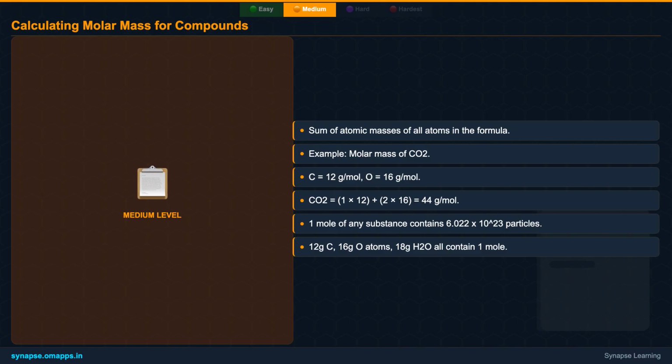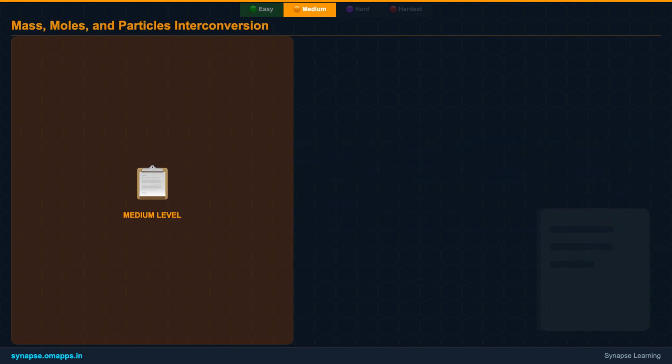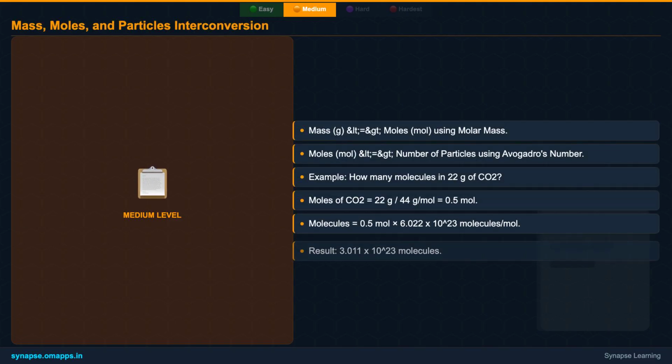Once you have the molar mass, you can easily use it in our moles formula. Remember, the formula n = m/M can be rearranged to find mass or molar mass, giving you flexibility in your calculations. The true power of the mole concept shines in understanding chemical reactions.